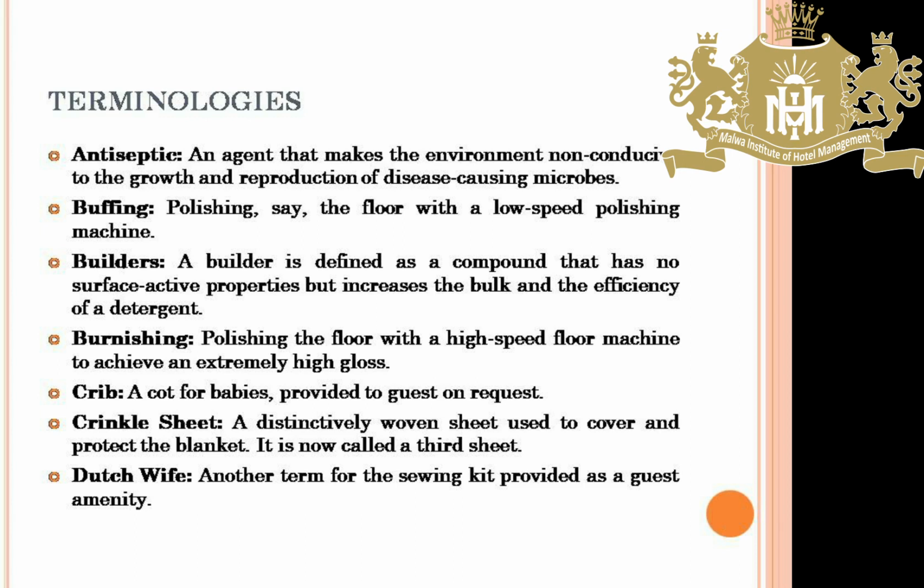Crib: a cot for babies, provided to guests on request. Crinkle sheet: a distinctively woven sheet used to cover and protect the blanket. It is now called a third sheet. Dutch wife: another term for the sewing kit provided as a guest amenity.